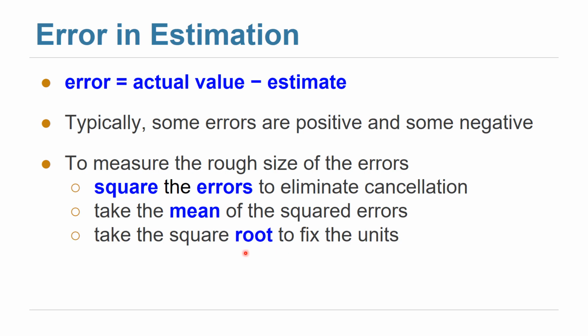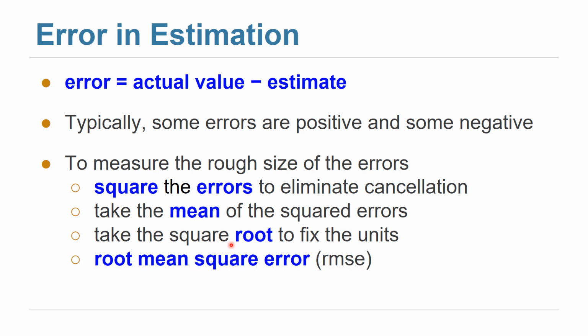Then we will take the square root of that mean, so that we get back to the original unit of y. Up to this step, when we get the squares of the errors, the unit here is the square of the unit of y. If we take the mean, still the unit is the square unit of y, but now when we take the square root, we get back to the unit of y. So this value of error is called the root mean square error.